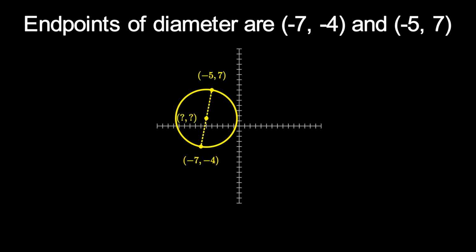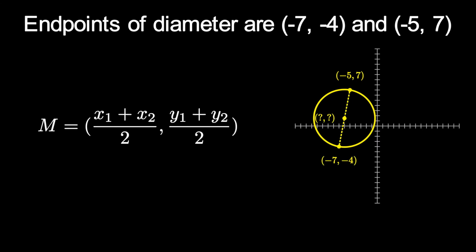And as a refresher, the midpoint formula is (x1 plus x2) divided by 2, comma, (y1 plus y2) divided by 2. So if we were to define everything, we can denote our first pair, (-7, -4): the -7 would be our x1, and the -4 would be our y1. And then for the second pair, (-5, 7), the -5 would be our x2, and the 7 would be our y2. And we can just plug in these coordinates accordingly into our midpoint formula.